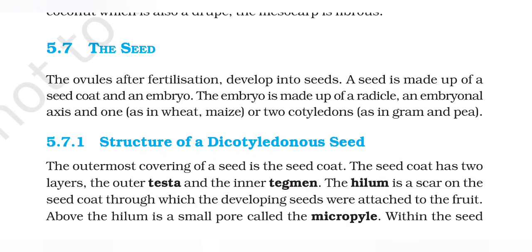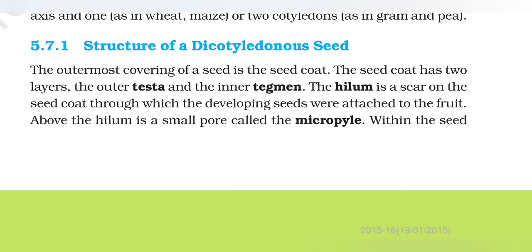The seed. The ovules after fertilization develop into seeds. A seed is made up of seed coat and an embryo. The embryo is made up of a radicle, an embryonal axis and one cotyledon, as in wheat and maize, or two cotyledons, as in gram and pea.